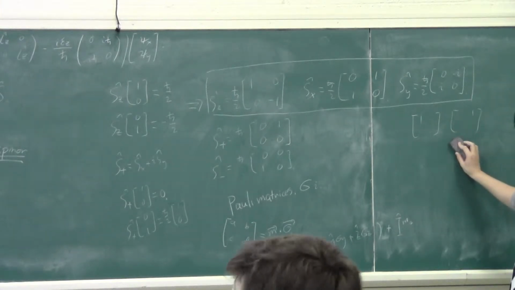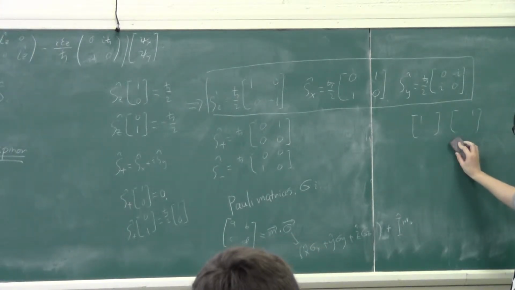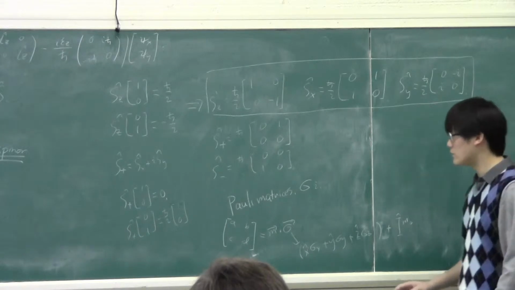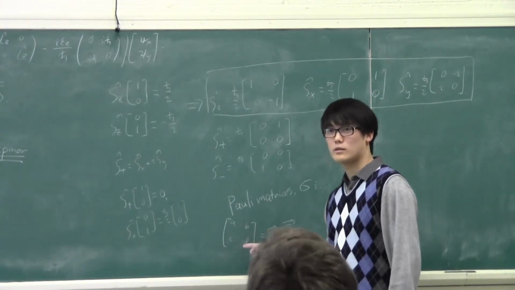I have a question. Yeah. So if we need 4 bases, which means this space has at least dimension of 4. You're right. But this space has 4 degrees of freedom.